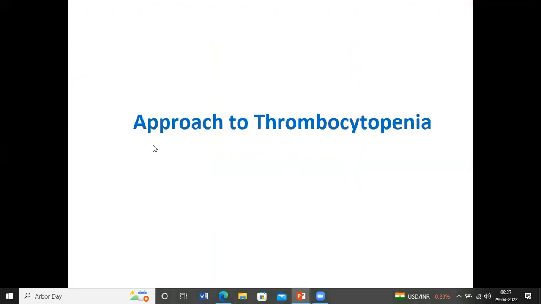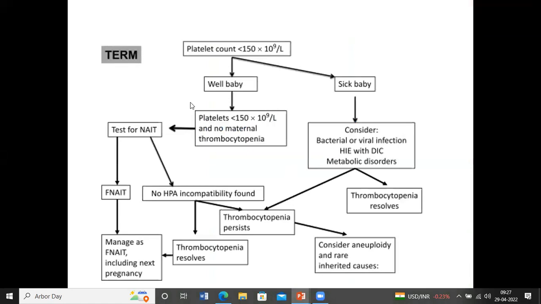So in brief, the approach to thrombocytopenia can be divided into 2 parts: term babies and preterm babies. If the baby is a term baby, you might want to look at whether the baby is sick or not sick. If the baby is sick, consider infections like bacterial infections, viral infections, TORCH infections, HIE and DIC. You also want to look for metabolic diseases like propionic acidurias. And if all these are excluded and the thrombocytopenia still persists, look for aneuploidies like Down syndrome or Edwards syndrome, and also look for inherited causes like Bernard-Soulier syndrome or Glanzmann's thrombasthenia.